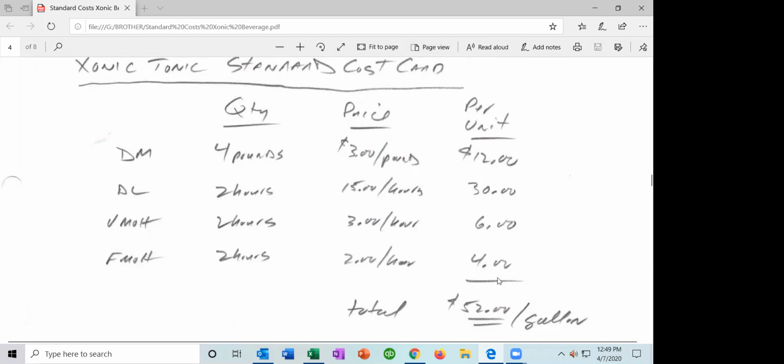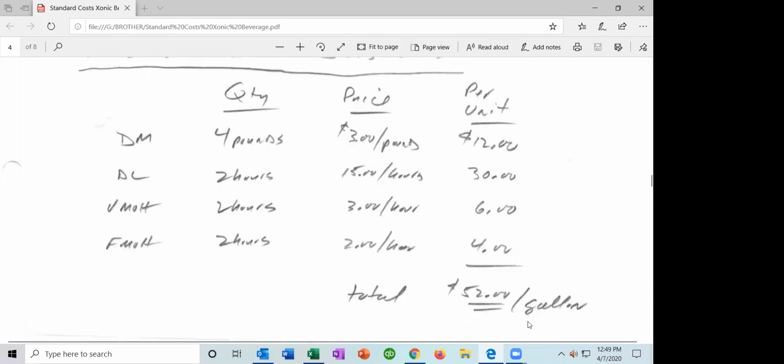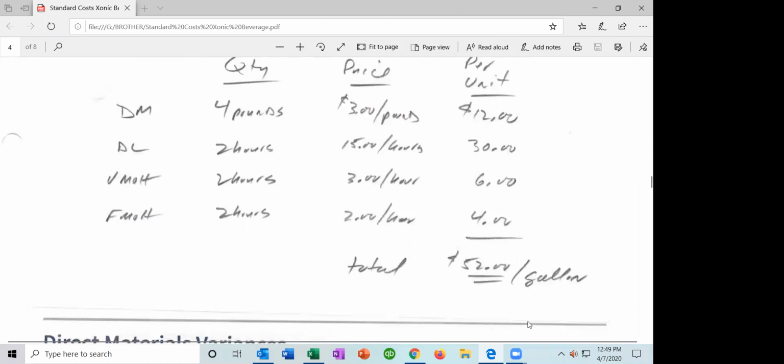So they have determined that the manufacturing cost per unit or per gallon is $52. That's what it should take. That's what it should cost to make 1 gallon. Those are the standards.